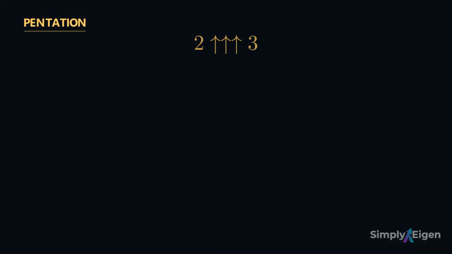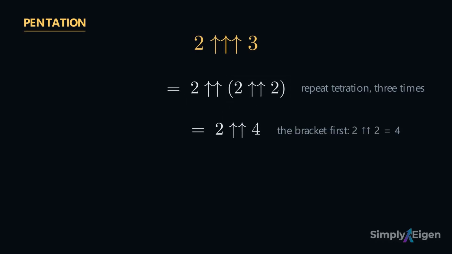So what does pentation actually do? 2 3 arrows 3 says, tetrate 2 by itself 3 times. Work from the right. 2 2 arrows 2 is 4. So we need 2 2 arrows 4. And that is a 4-story tower of 2s, which we have already built.